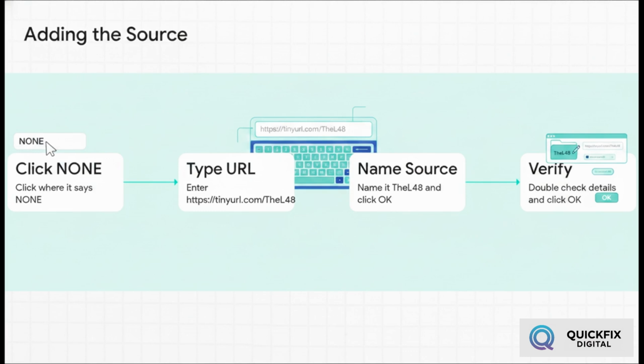https://tinyurl.com/VL48. Spelling and capitalization matter immensely here, so take your time. Step 6, right below that in the next box, you need to give this media source a name. Just type in the L48 and click OK. Finally, Step 7, take a quick second to double-check that both the URL and the name are completely accurate, and then smash that OK button to save the source.